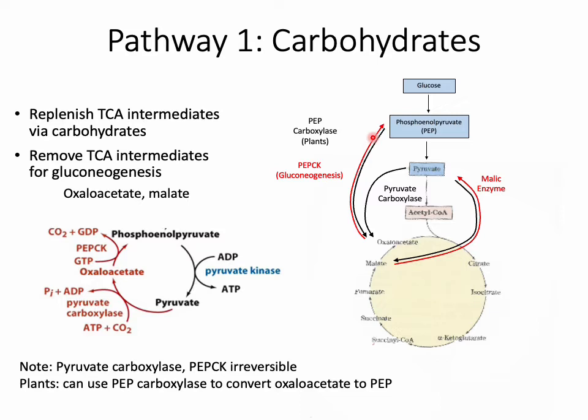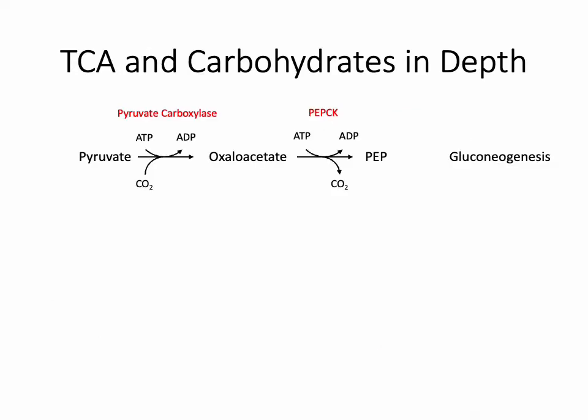In plants, however, plants have a separate enzyme called PEP carboxylase, which can convert oxaloacetate back into PEP, shown over here. Convert PEP back to oxaloacetate, shown over here in this black arrow. Again, this enzyme is specific for plants.